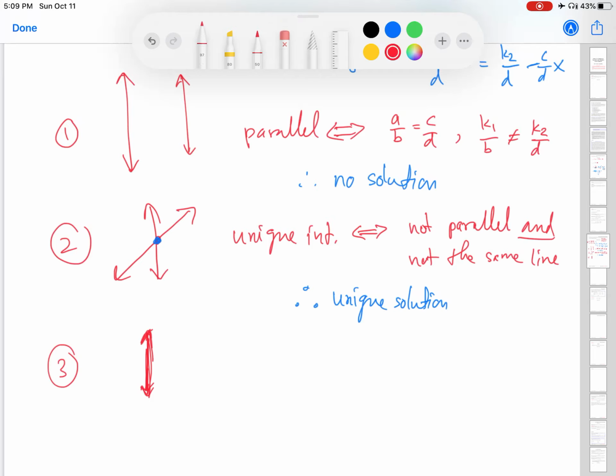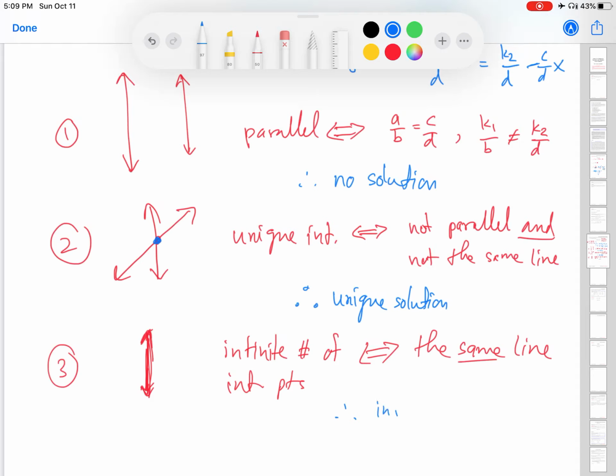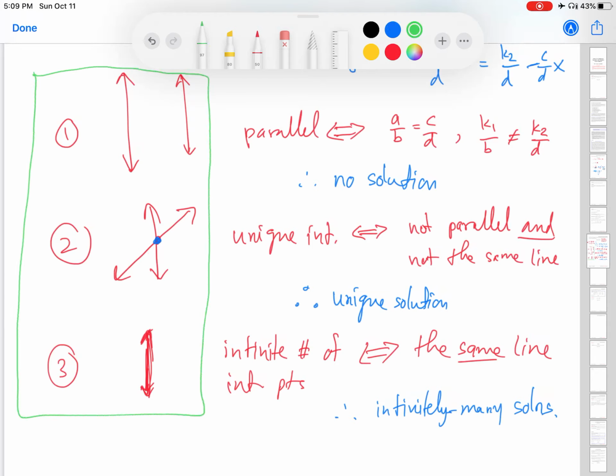So I'm going to write here an infinite number of intersection points, if and only if they are the same line. Literally the same line. So in terms of linear algebra, therefore we get infinitely many solutions.